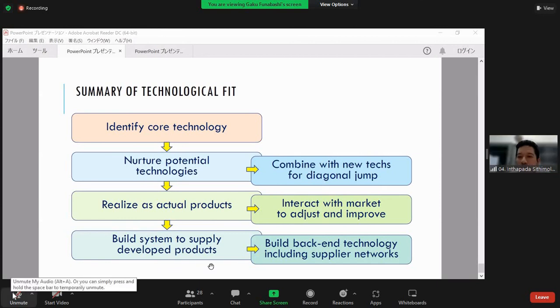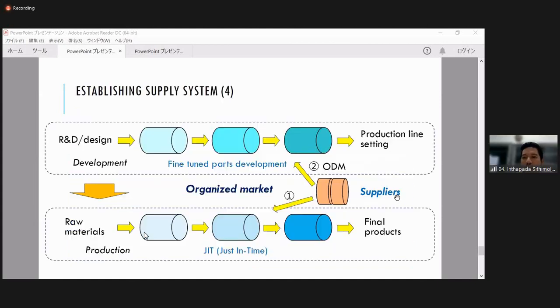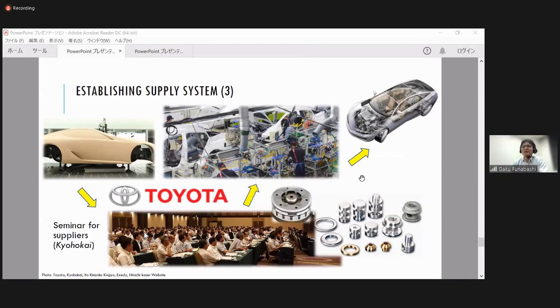No? Yes, Mr. Intapada? I have one question. Yes, please. In the trend of the EV car, now it is coming, and in the future maybe the engine will disappear. Exactly. And the whole supply chain for producing the engine may be disrupted by the EV car, and how can they survive in the future? Thank you for the question.